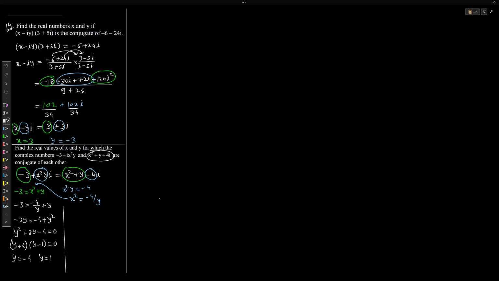So for y is equal to minus 4, we will get x square is equal to minus 4 by minus 4, or we can say 1. That will give us x equal to plus or minus 1. And for y is equal to 1, we will get x square is equal to minus 4, which is not possible.